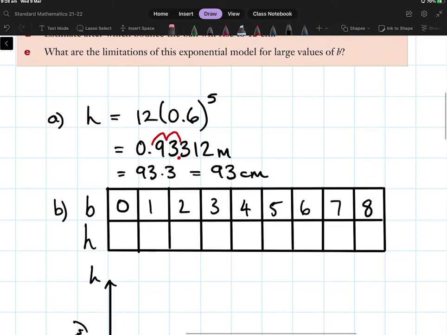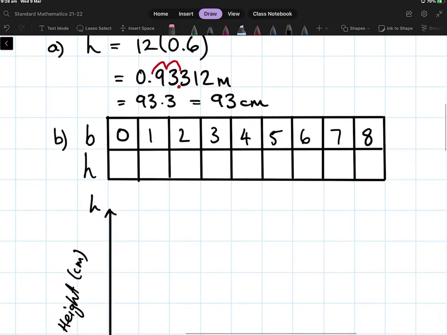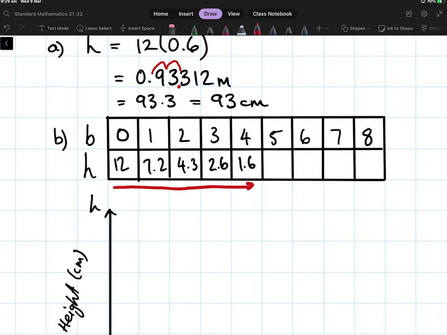B says graph it. So quickly, just again, constructing a table of values. 12, 7.2, 4.3, 2.6, 1.6. Here you can see it's starting to decrease, but then its decreasing rate is slowing down how high it's getting off the ground. So it's getting closer and closer to the ground with each bounce.